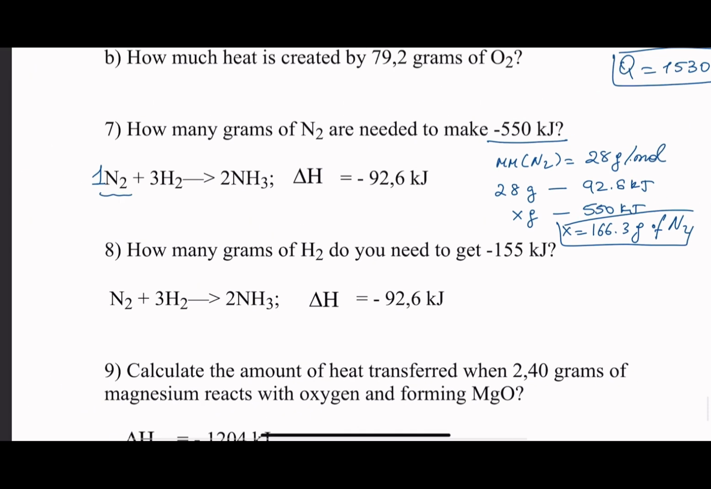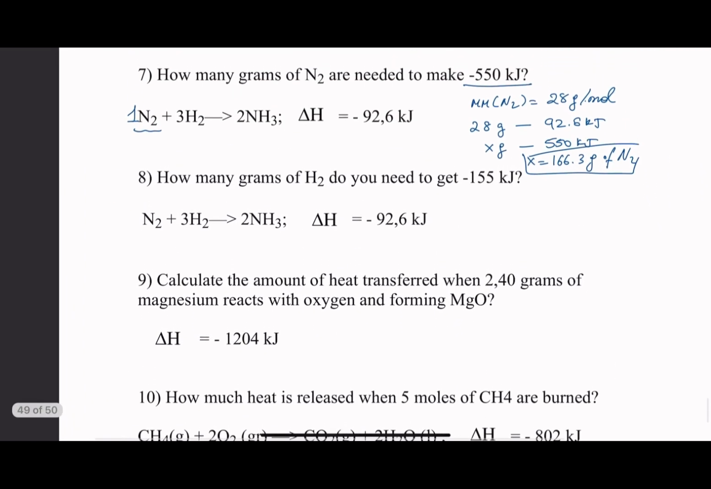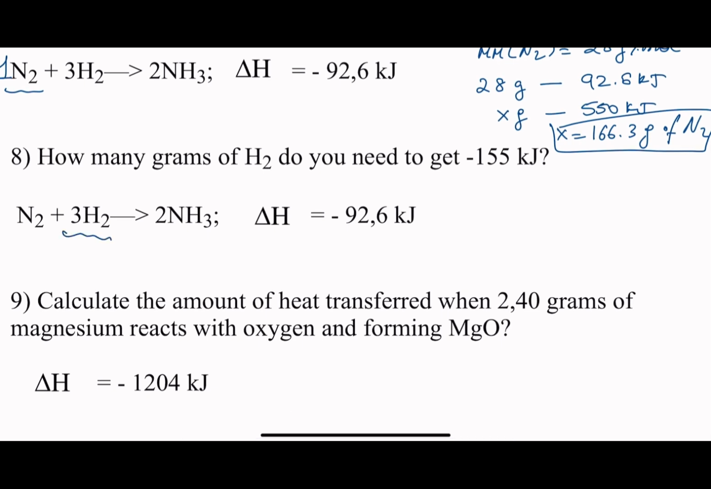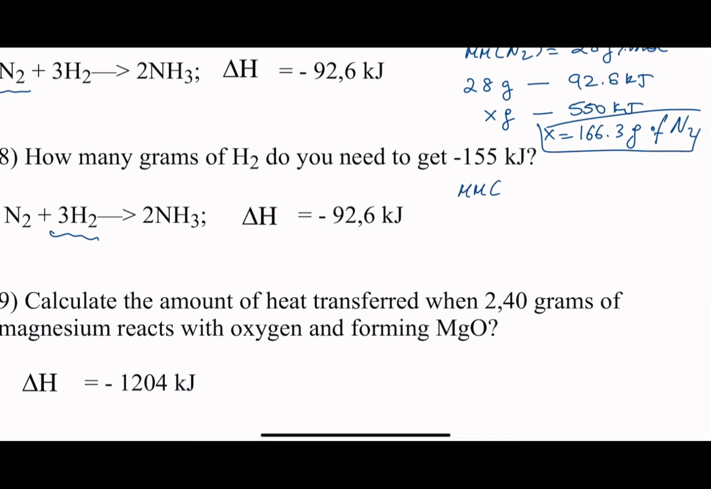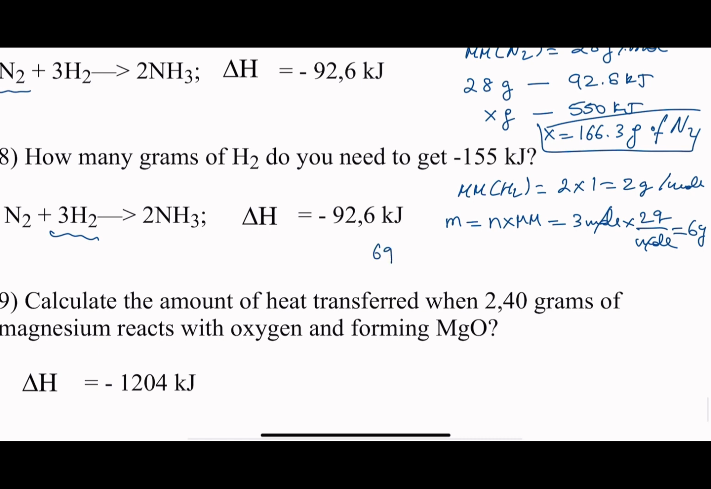And then, how many grams of H2 do you need to get 155 kilojoule? This is the same question. So you see we got 3 moles of hydrogen. So molar mass of hydrogen is 2 times 1, and it is 2 grams per mole. For 3 moles, you need to find the mass of it, and then mole N times MM. 3 mole multiply 2 gram per mole. Mole cancels, and this is 6 grams. So for 6 grams, you release 92.6 kilojoule. It is asking how many grams of hydrogen we need to release 155 kilojoule, and the answer X would be 10.04 gram of hydrogen.